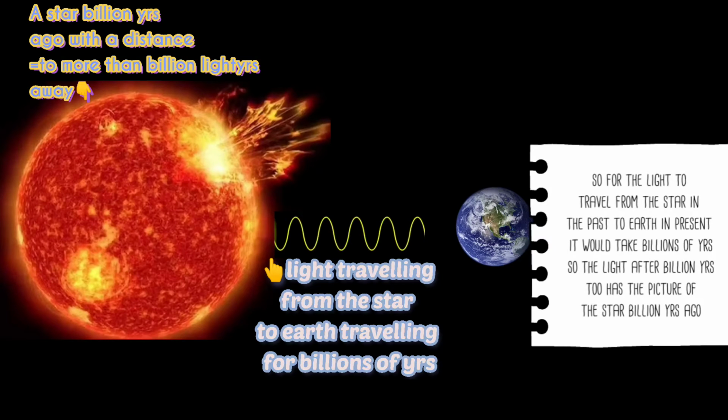we know how we can see things through light, that when light reflects it falls on our eyes and we can see whatever thing it has reflected. So now the same thing happens here. The light has the picture of the star billion years ago. Till it reaches the Earth in the present, it would have taken billions of years. So then when that light falls on our eyes, this is what will happen.